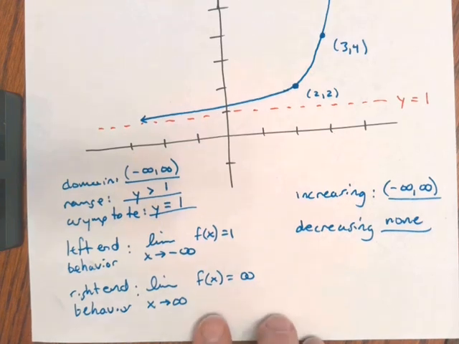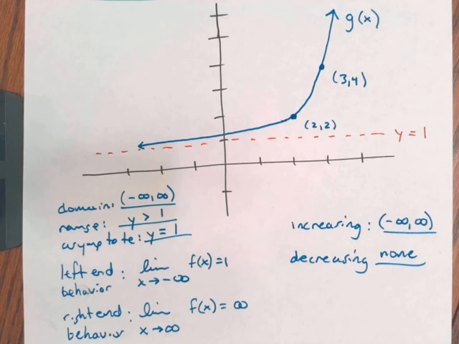So those are the 7 different descriptions they asked us to do along with the graph.